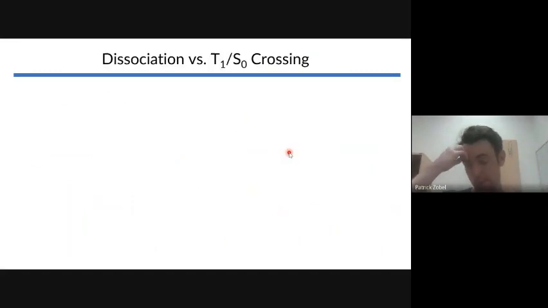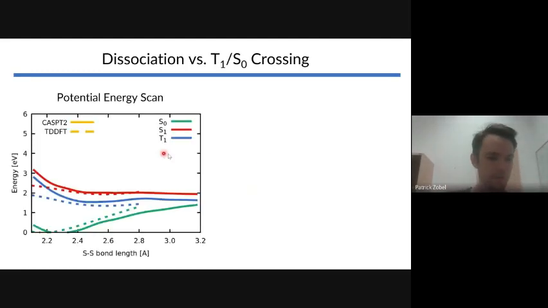Now, when we go back and think about it, we said some trajectories look like they dissociate. Can you really describe this with TDDFT? And of course, for this kind of complex, you cannot really compare to any multi-reference methods because they're just too expensive. So what we did is we just looked at the ligand, because all the motion when you go from the Franck-Condon point to the T1 minimum only happens in the ligand. It's basically just this elongation of the sulfur-sulfur bond. And then we can compare CASPT2 and TDDFT potential energy surfaces.